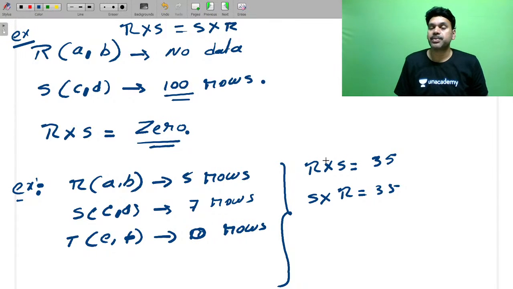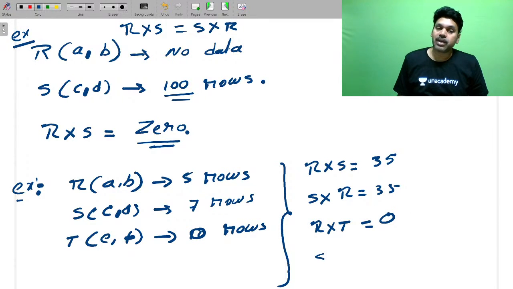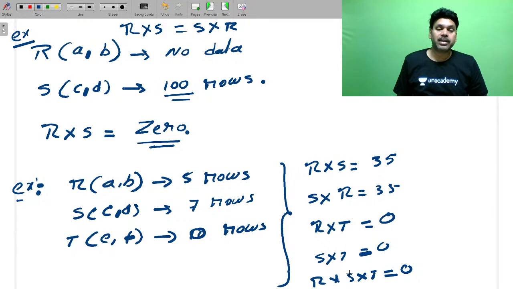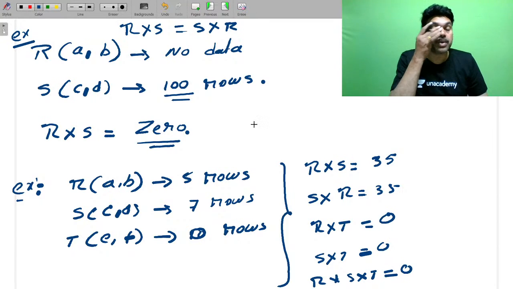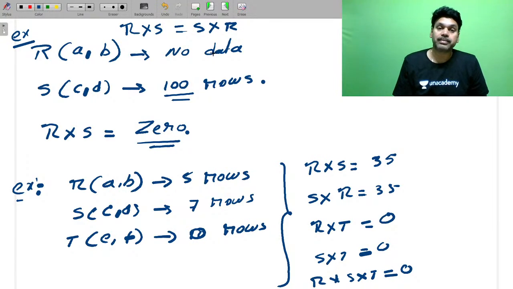Now I want to ask you one more question. What is R cross T? 5 into 0. It's 0. What is S cross T? It is 0. What is R cross S cross T? It is 0. You cannot map. That's why the minimum you're going to get is 0 and the maximum you're going to get is in the form of M into N.